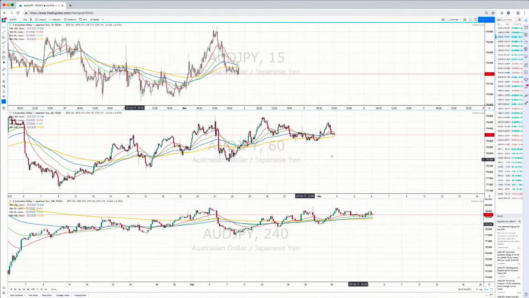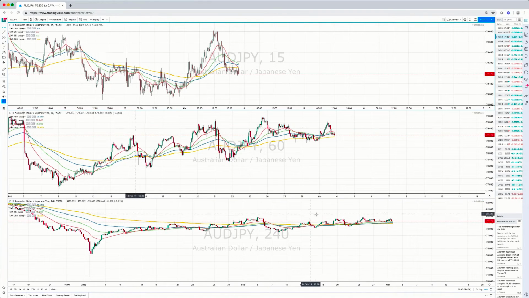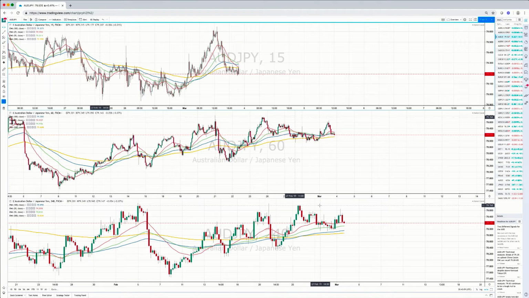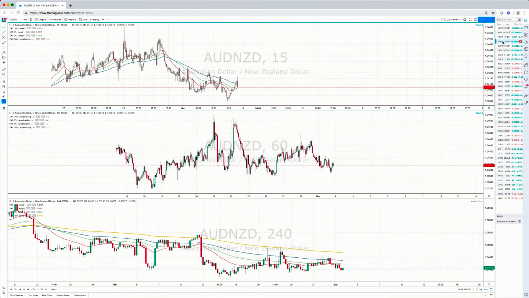The Aussie Yen is very untidy, as you can see here, so there's not really a lot that we want to get involved with. On the 1-hour chart, it's just doing nothing. On the 4-hour chart, it does look like it's weighted to the upside, so I would really like to see the market break to the upside and then potentially look at getting involved in some trades.